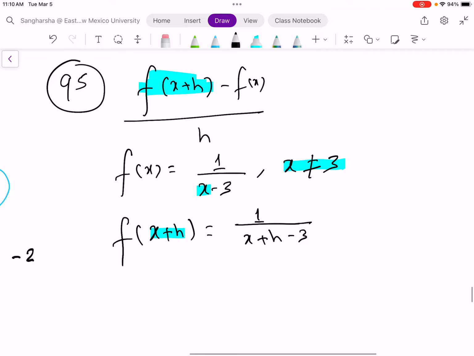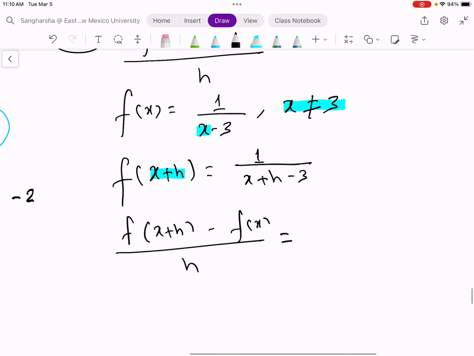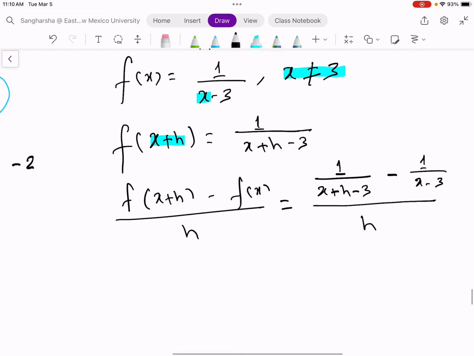Now let's substitute in our difference quotient. Let me write one more time. Our difference quotient is f of x plus h minus f of x, divided by h. Now let's substitute. Our f of x plus h is 1 over x plus h minus 3, minus f of x, which is 1 over x minus 3, divided by h. You substitute your f of x plus h, you have minus as it is, and you substitute your f of x. Any question up to here?